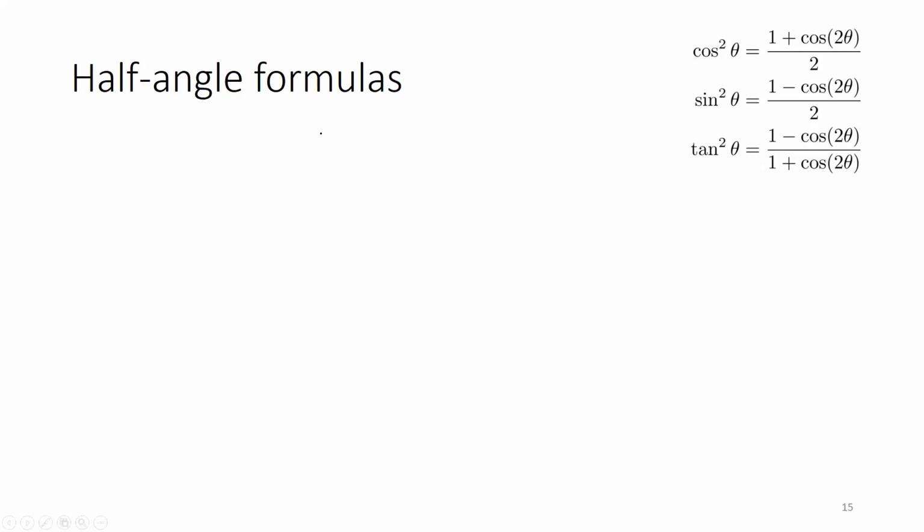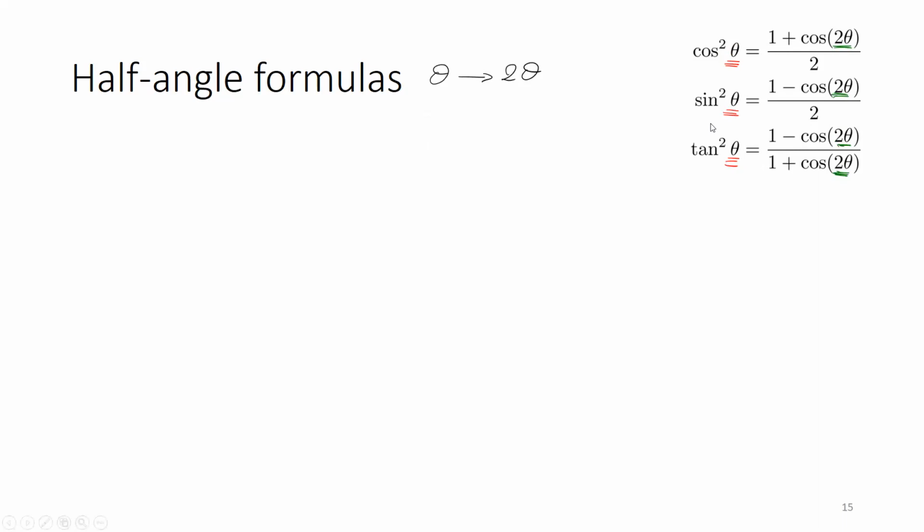We also have half-angle formulas, and they allow you to do what you think they do. They go the opposite way from the double angle formulas. So they take something that's written in 2 theta and rewrite it as something in theta. So here, in each case, we have theta, theta, theta on the left-hand side, and we have 2 theta, 2 theta, 2 theta on the right-hand side.